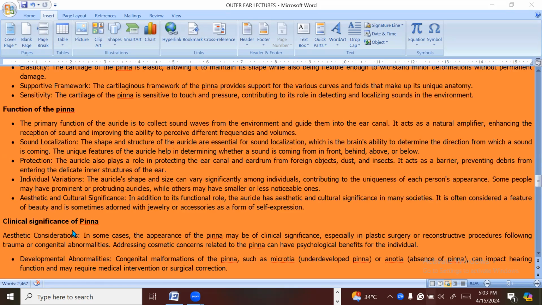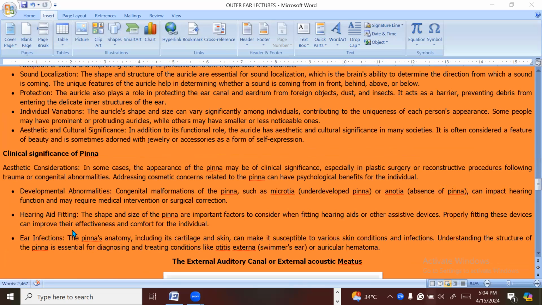So these are the functions of the pinna, not the ear, the pinna. One, sound localization. Two, sound wave collection from the environment and guiding them into the ear canal. Three, protection of the ear canal. Four, it contributes to individual variation in appearance. Fifth, it contributes to aesthetic and cultural significance.